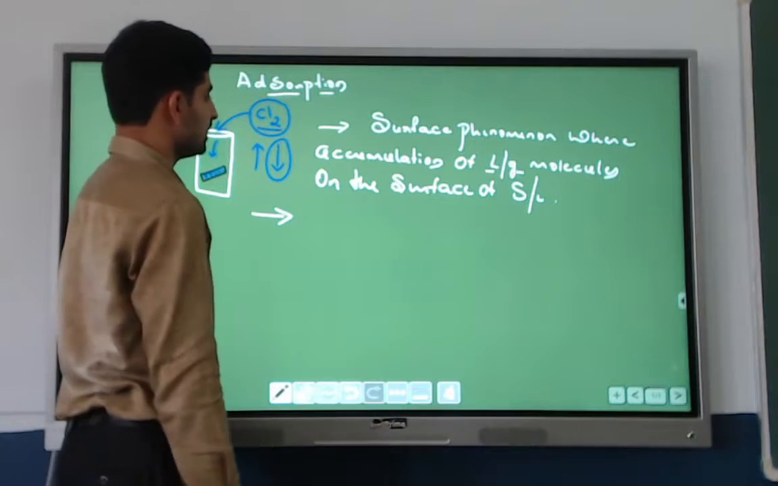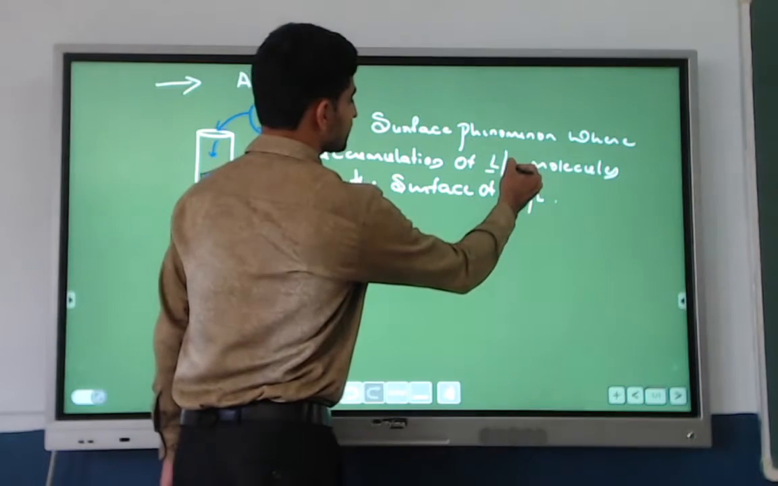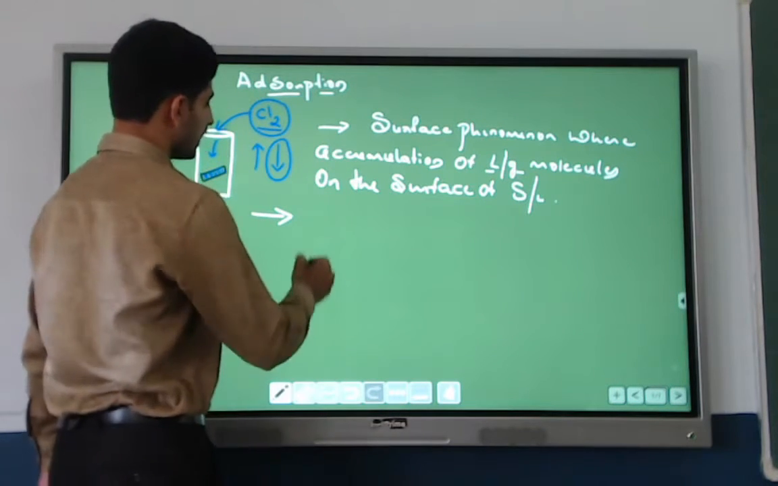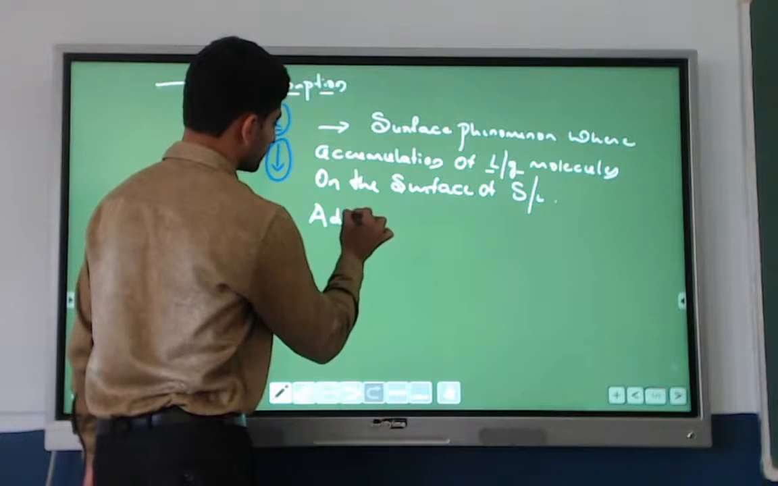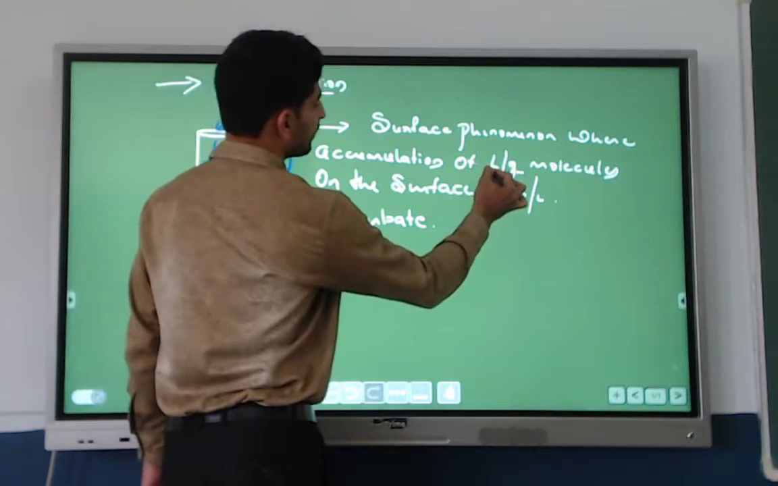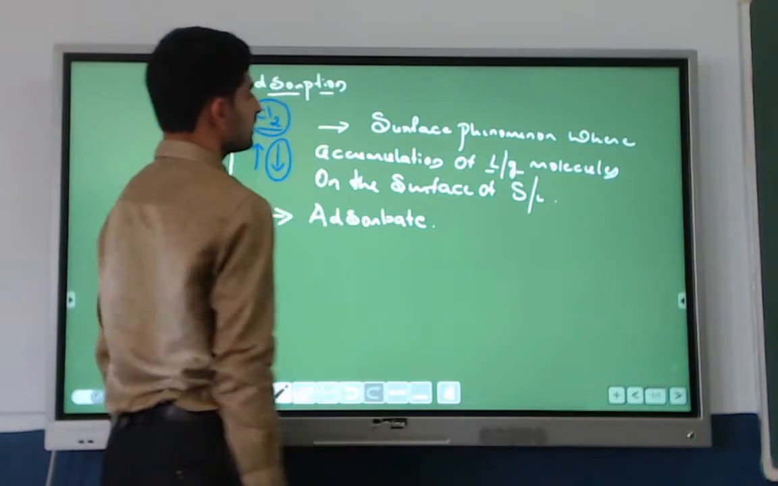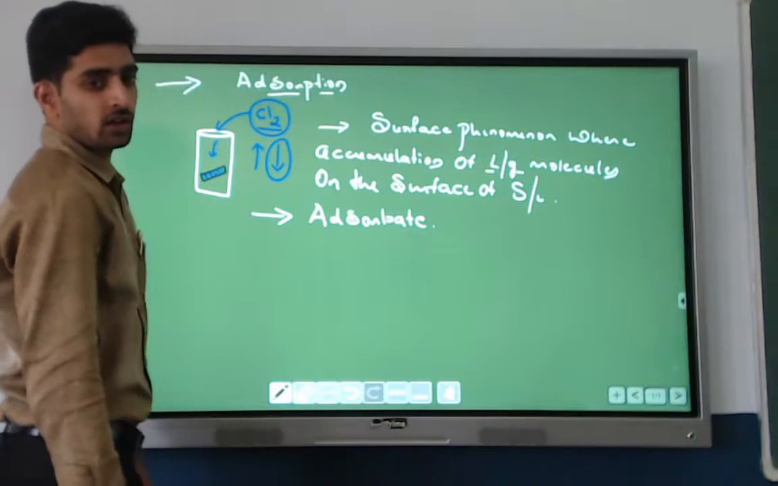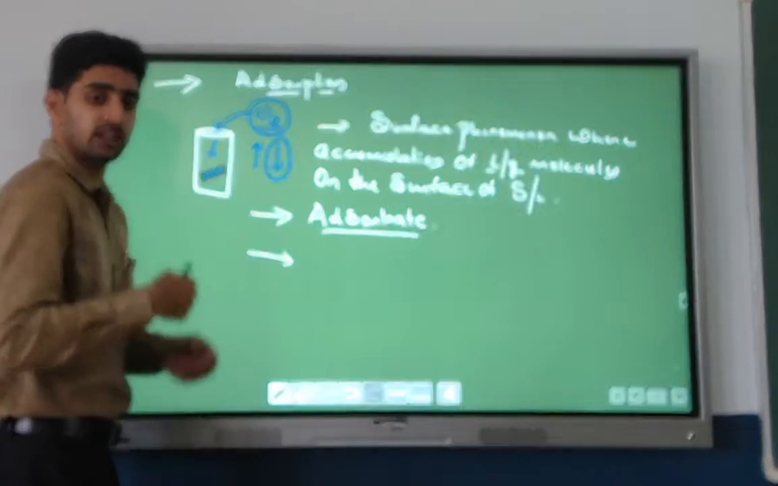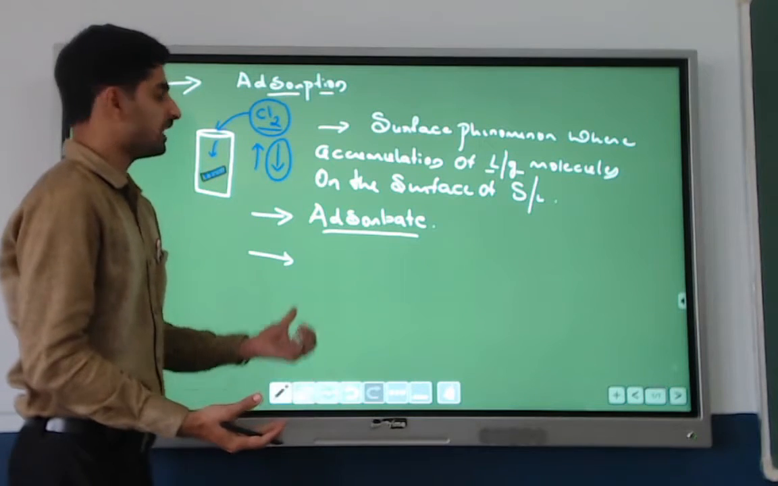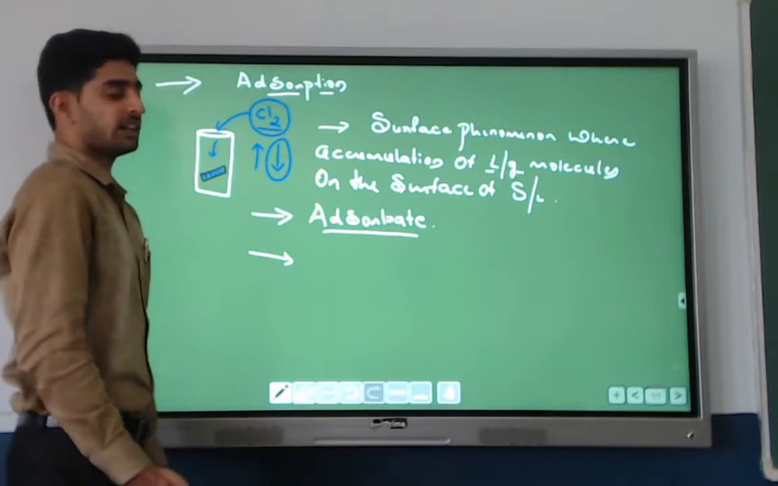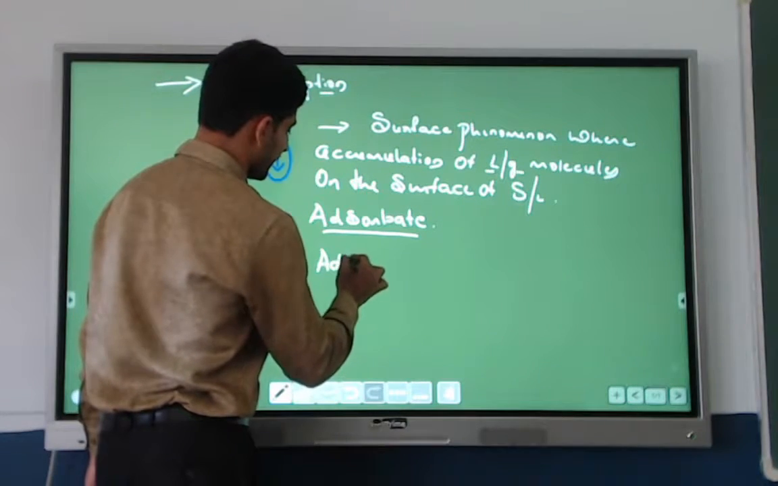The first terminology: the molecules, liquid or gas, that accumulate on the surface of the solid, sometimes a liquid, are called adsorbate. And the material which provides space for accumulation of these gas or liquid molecules, which is in solid form, is called adsorbent.